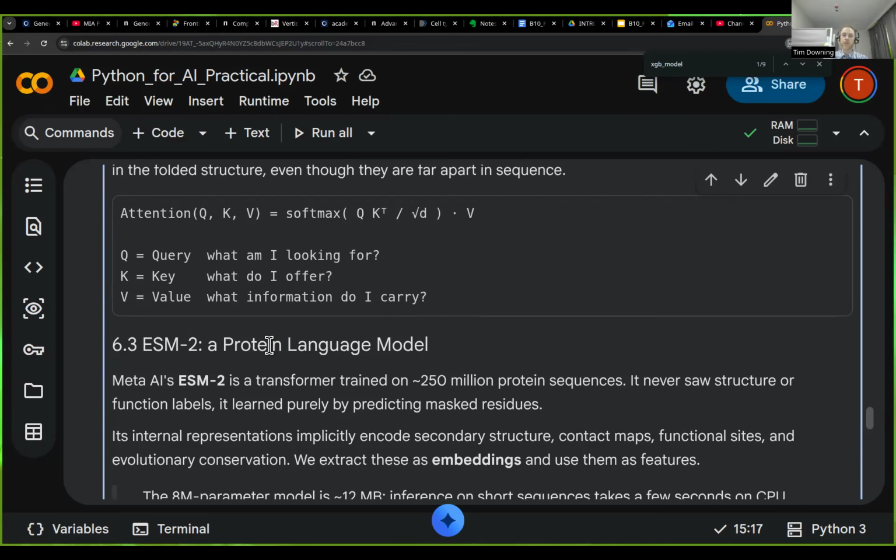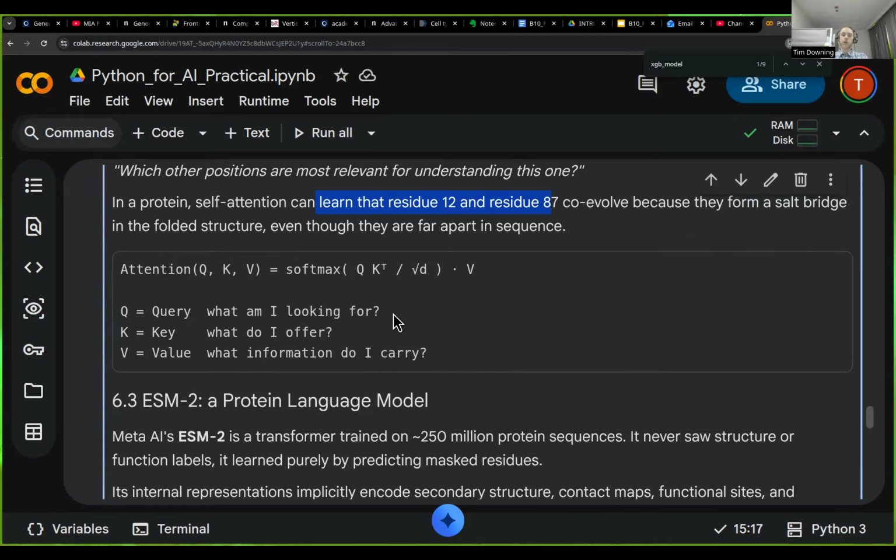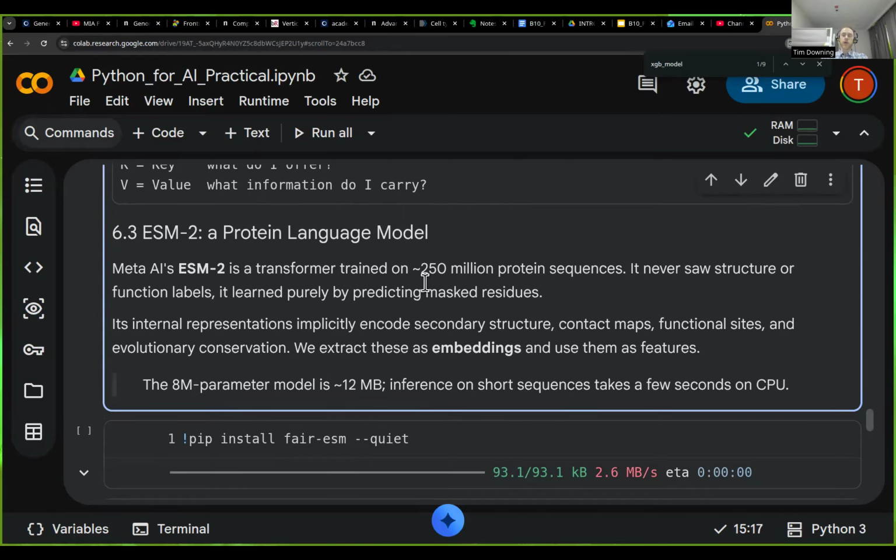ESM2 is a protein language model, which is trained on a large number of sequences. It hasn't seen structure or function labels, but is trained by predicting masked residues. So it's basically taking existing protein sequences, removing the amino acids for certain regions, and then trying to see if it can infer which ones are missing.